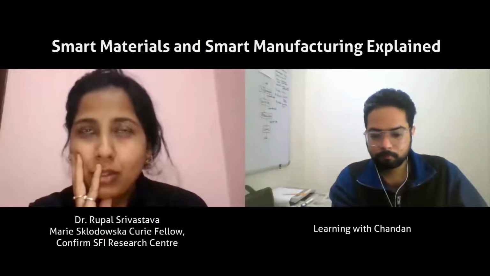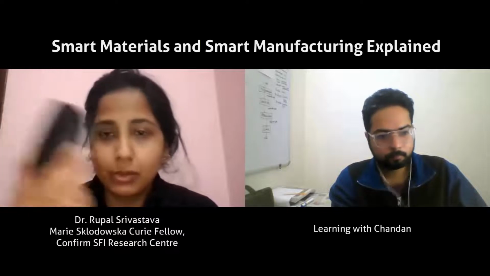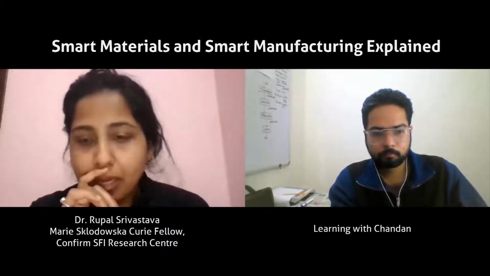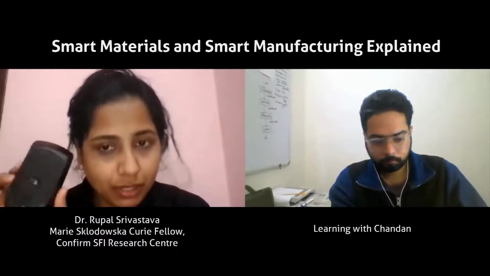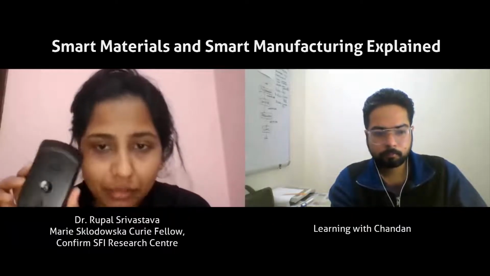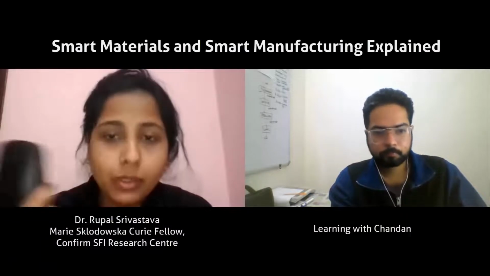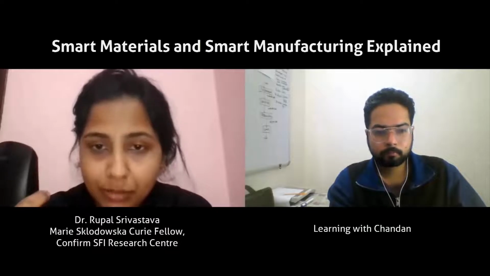Okay. So, normal materials, they don't have any specific qualities. They just stay there. But smart materials, if, let's say, I give some input to this device, let's say a temperature input or electrical input or a magnetic field, it will behave in a certain manner. This material will not, because it's just plastic. But then there are materials, for example, piezoelectric materials.